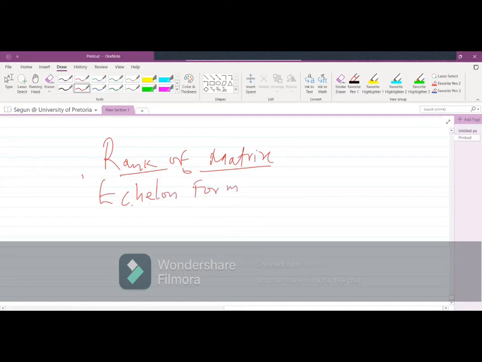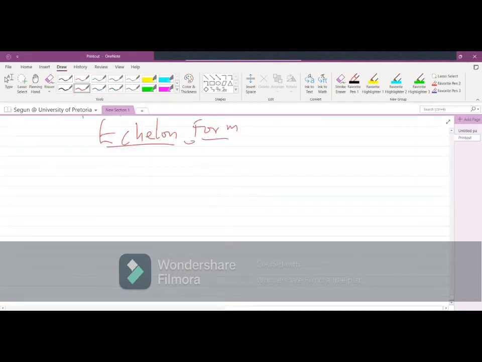Echelon form. For the echelon form, what are the things we need to know? Number one thing you need to know for the echelon form is you only apply row operations. Only row operations are allowed. Number 2.